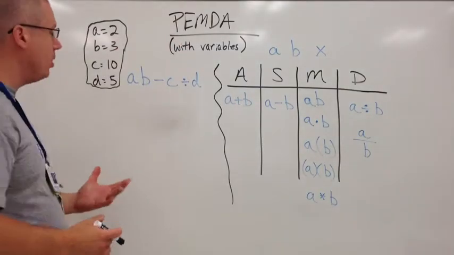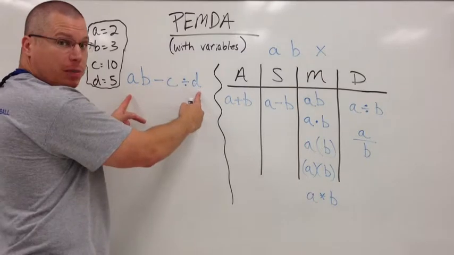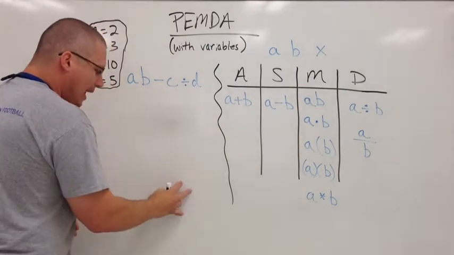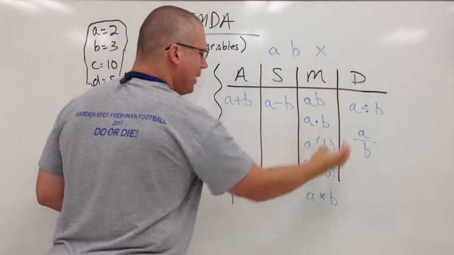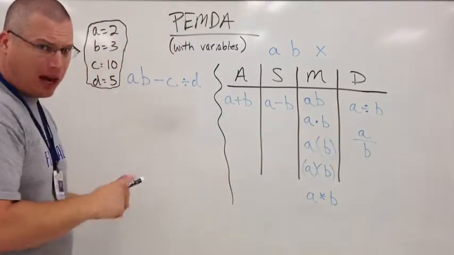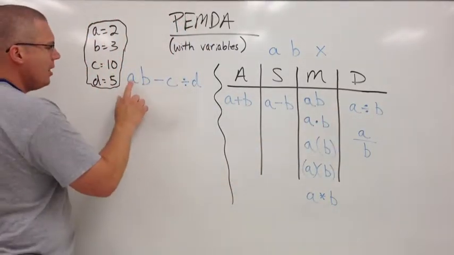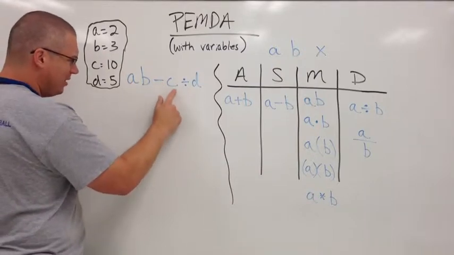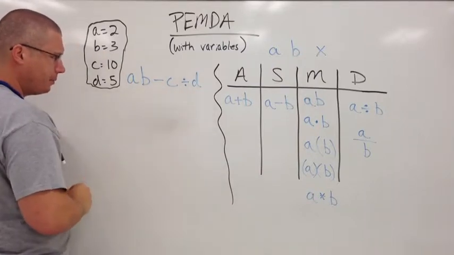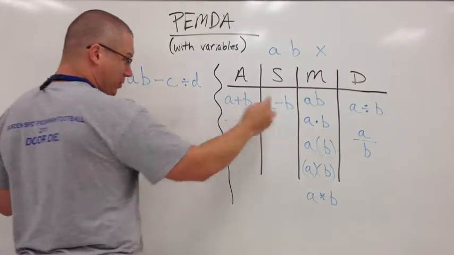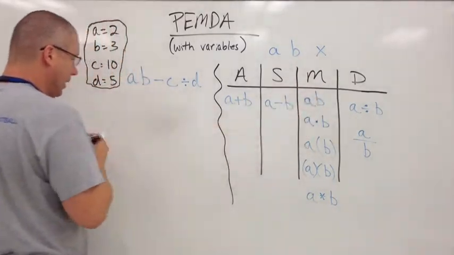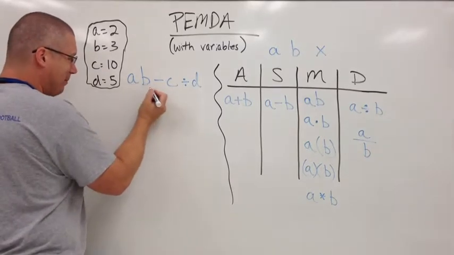Okay, now let's take a look at taking my variable expression, evaluating it, and coming up with my answer. Now that we have an idea of what the pictures represent as far as operations. This is AB minus C divided by D. First of all, what does AB represent? Hopefully you see in your chart, AB represents multiply. So this actually is A times B.